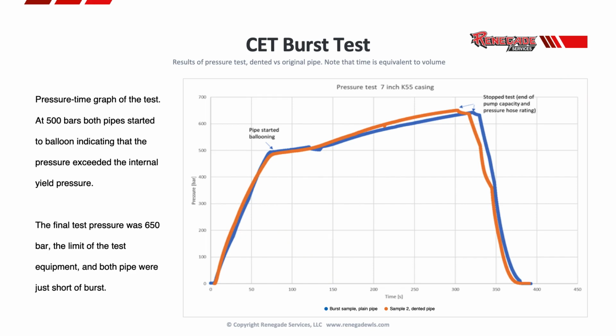FEA testing's been done, as well as burst testing. You can see the blue line is plain pipe without any crimps, and the orange line is a dented piece of casing. They track right along together up to where the casing begins to balloon, and acted the same all the way up to the limits of the pressure testing capability.